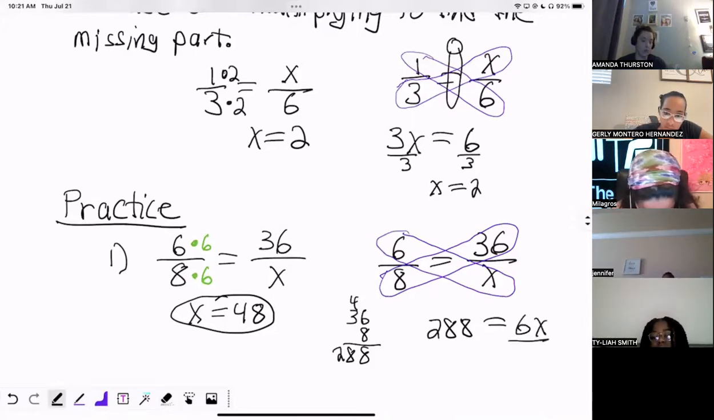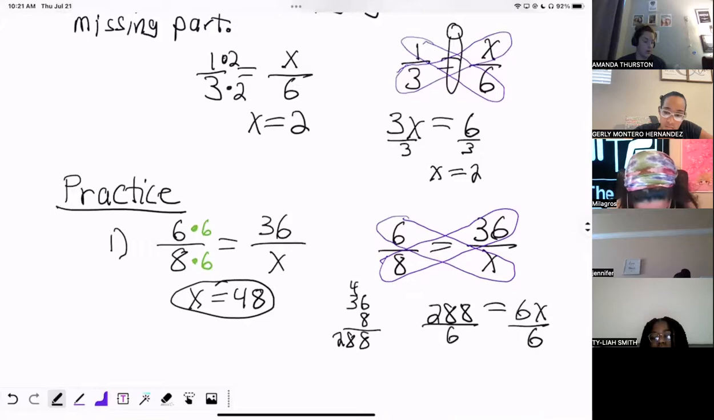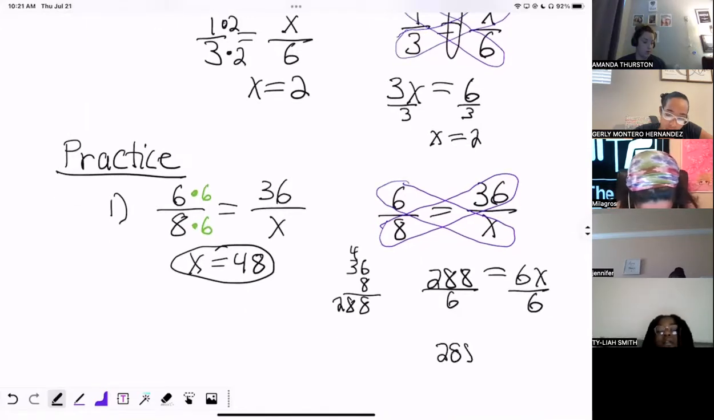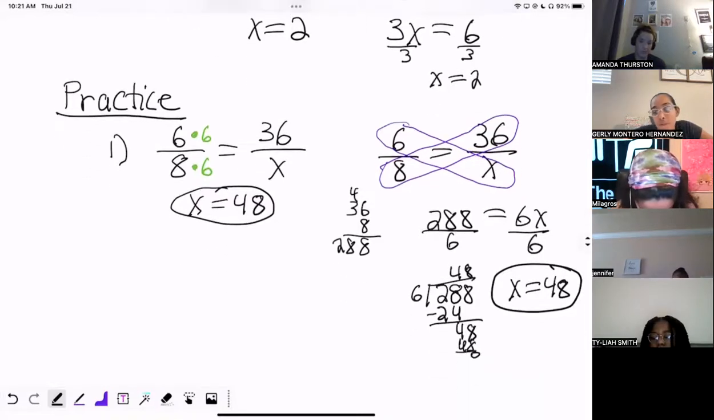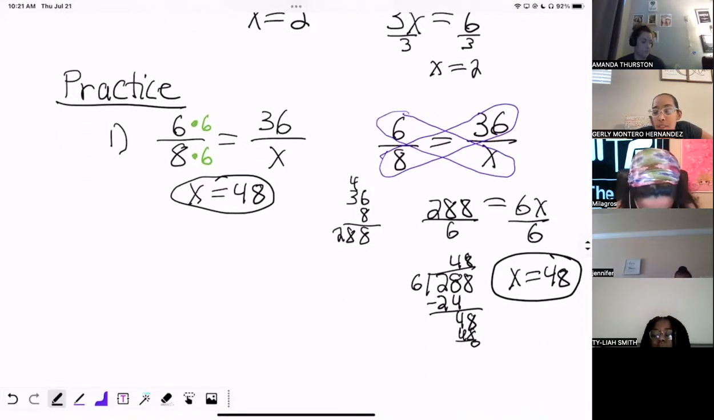And then we would divide by 6, divide by 6. Okay, so now we have to do 288 divided by 6. How many 6s are in 28? That'd be 4, which is 24. I have 48 left, and 8 times 6 is 48. And I also get x equals 48. I just had a little bit more math work, but it's the same answer at the end.